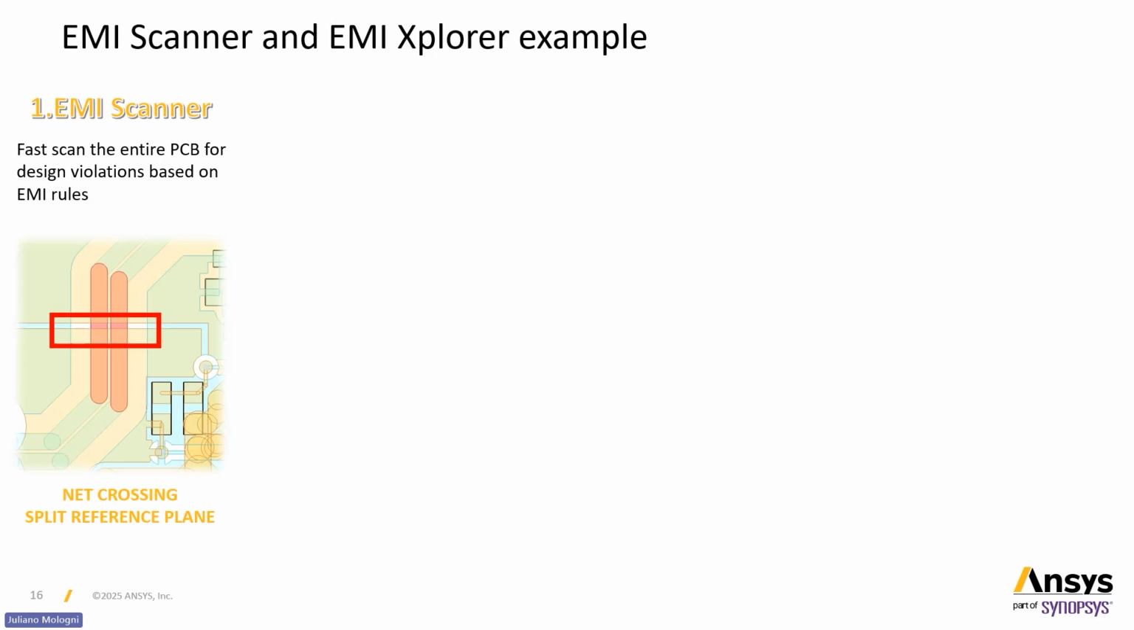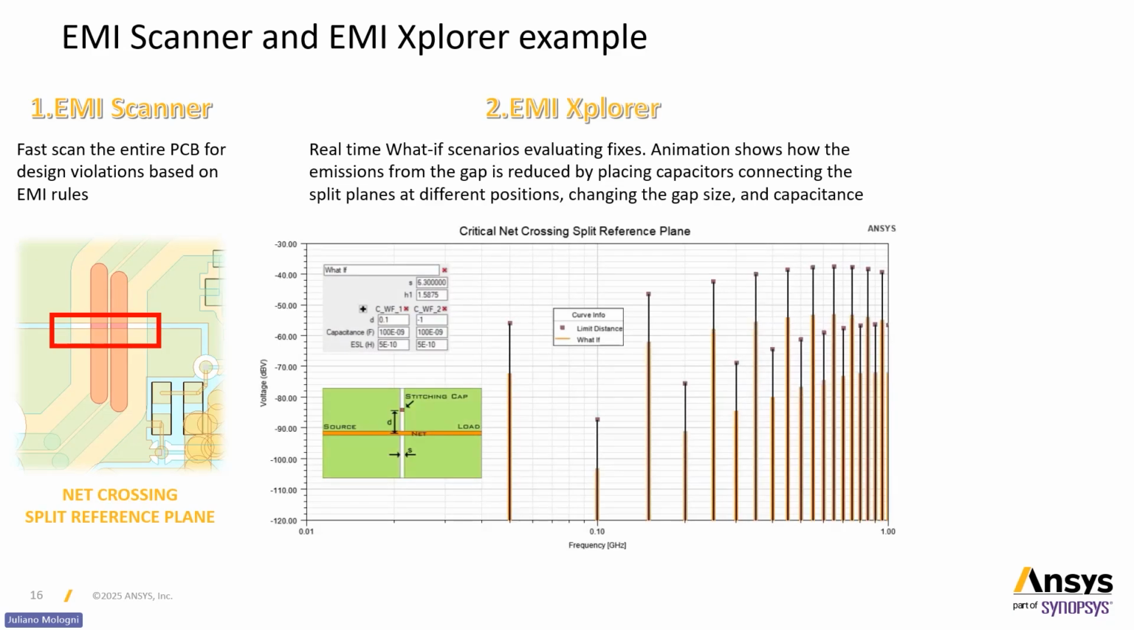Here, I have a differential net that is crossing a slot in the reference plane. And the EMI scanner flags that. You want to solve the reference plane. You don't want a gap in the reference plane, because that's going to radiate. But sometimes there's no way you can close that. So what do you do? Well, the EMI Explorer is telling me, hey, you might want to add a stitching capacitor in that reference plane at a given distance with a specific value. And here, we're changing the distance and the values, and you can actually see the delta that you can expect if you add this capacitor.